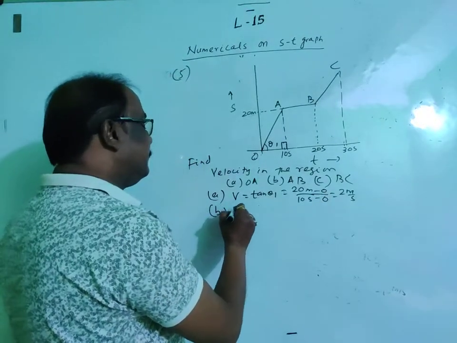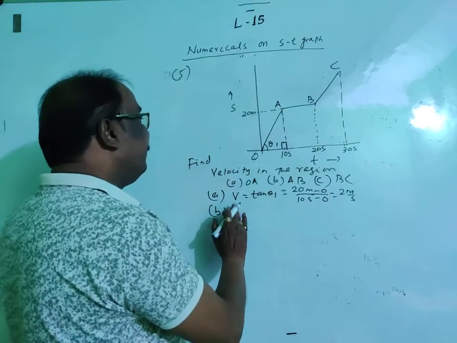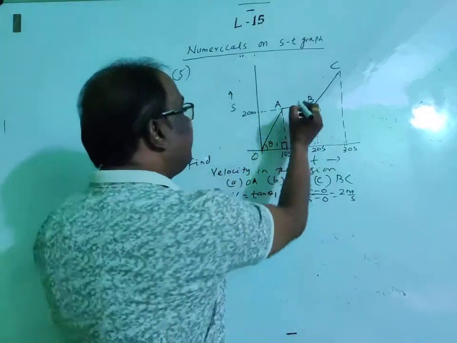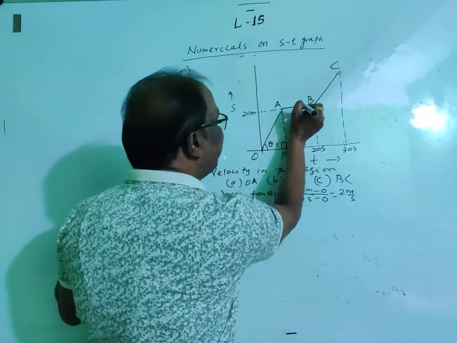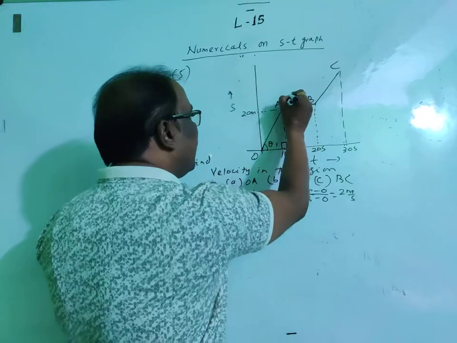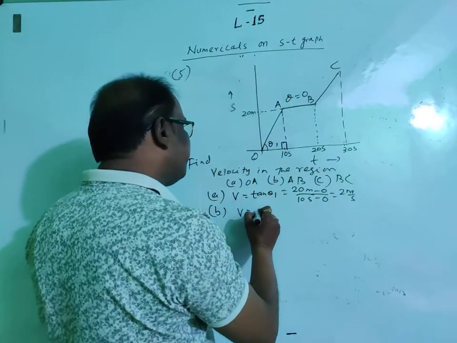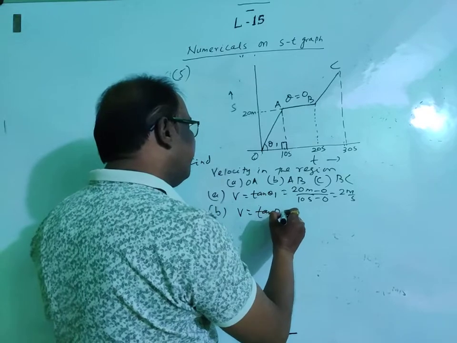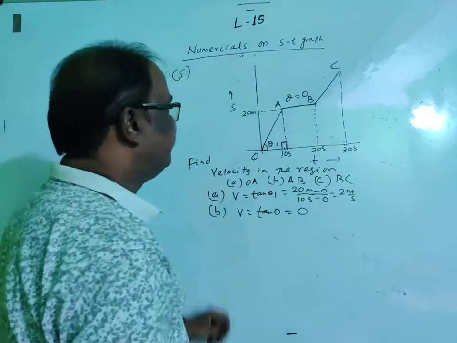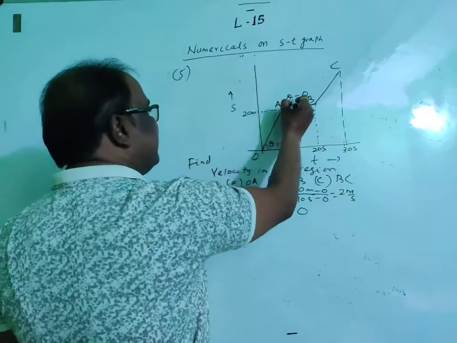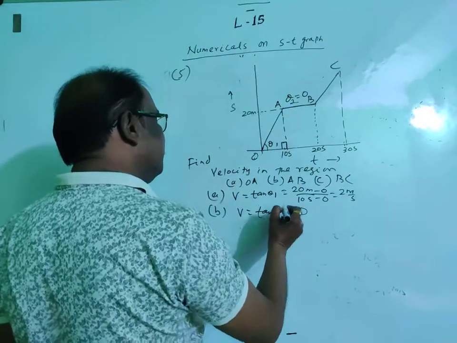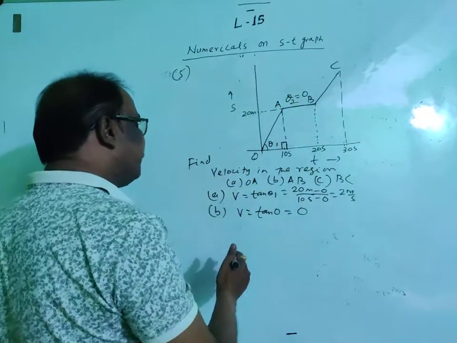Then bit B, in the region AB. See, in the region AB, the graph is a straight line parallel to the time axis, which means theta is 0. So here velocity is tan 0, which means 0. You may take this as theta 2. Theta 2 is 0, so tan 0 is 0.